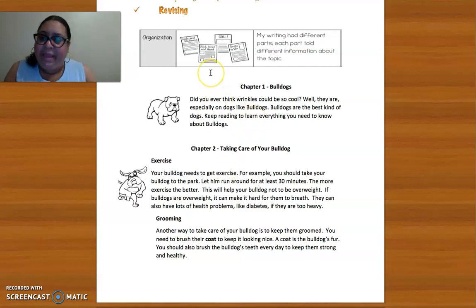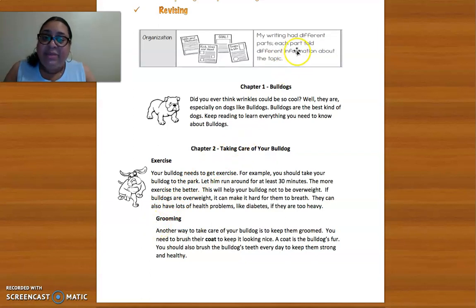So let me go back and assess myself. Here's my checklist, and I'm going to compare it to my own writing. My writing had different parts. Yup, one part was my introduction. The next part was exercise to take care of my bulldog. And the next part was grooming to take care of my bulldog.